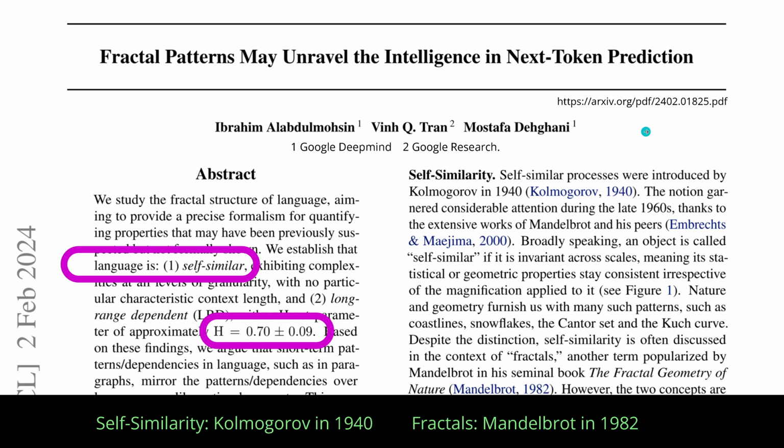Absolutely fascinating. Now, you know, of course, the self-similarity from Kolmogorov in 1940, and you know the fractals, the Mandelbrot set in 1982. But here now the insight is, and they established this with a beautiful paper on Archive. Here's the link. Go there, read it, some nice insights. And they say, hey, we establish as the authors of this paper that the human language is self-similar. And it is exhibiting complexities at a specific scaling with no particular characteristic context length. This will be important for, yes, you know, the context length. And we do have a long-range dependence, as I showed you, with an H of 0.7.